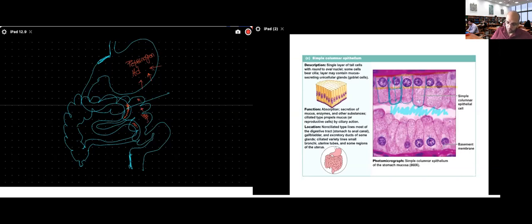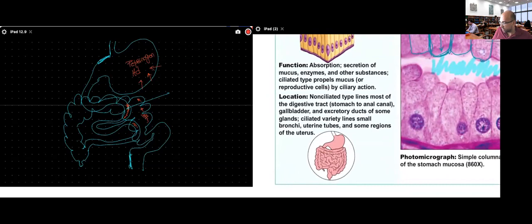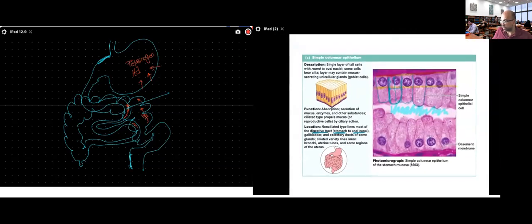So you see on here, where can you find simple columnar non-ciliated epithelium? It's going to be in the digestive tract, but make sure to read this here. It's from the stomach to the anal canal, because we're going to see other parts that won't have simple columnar epithelium, but they are part of the gastrointestinal tract.